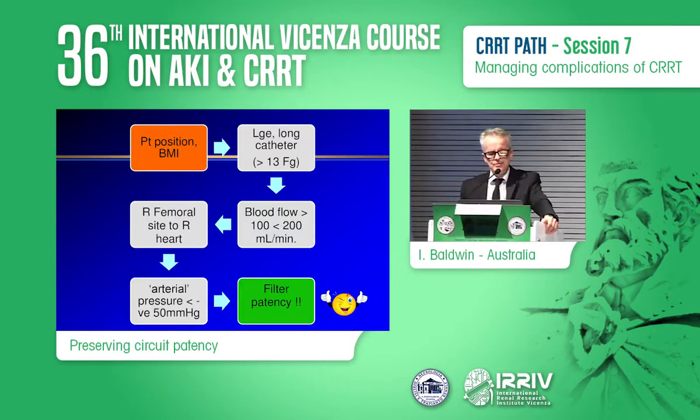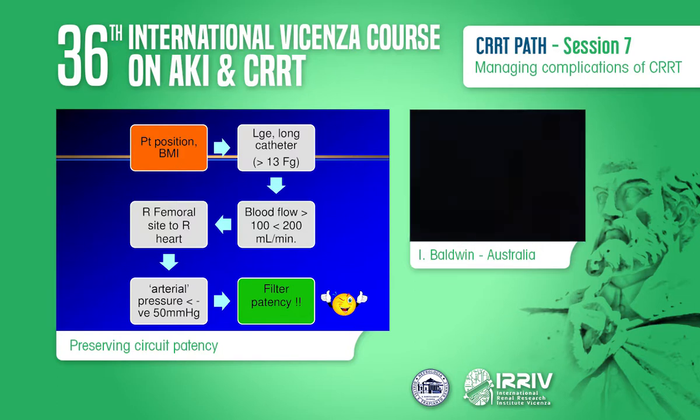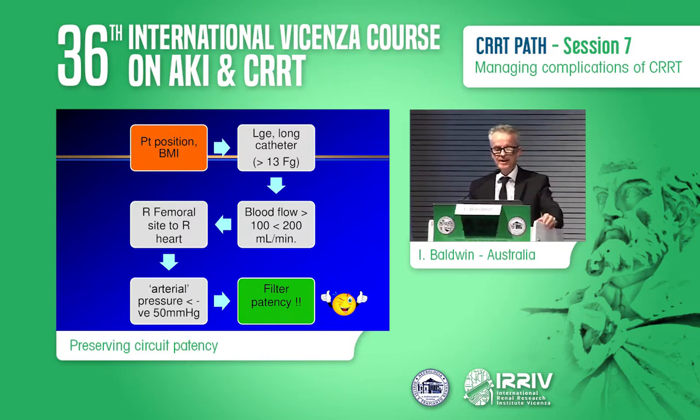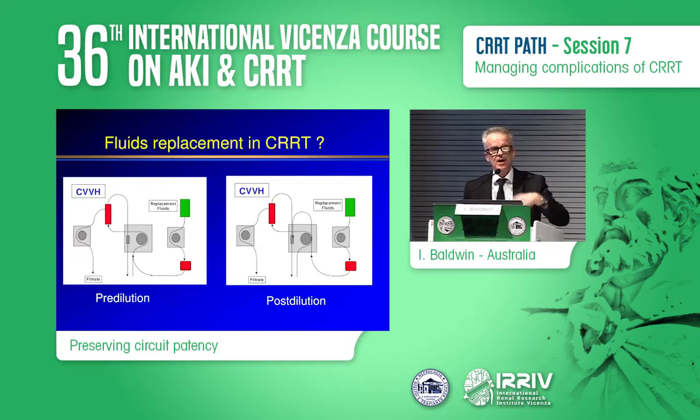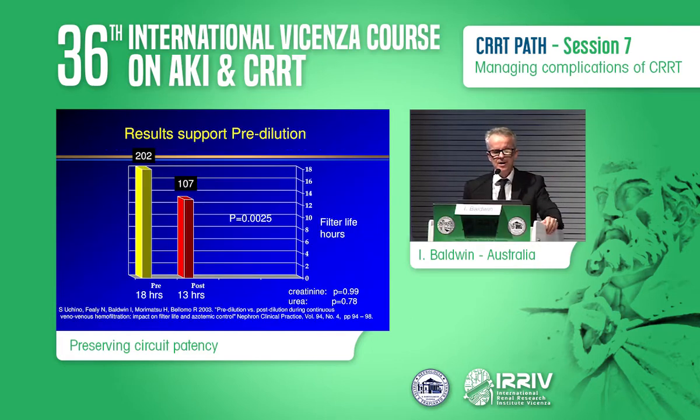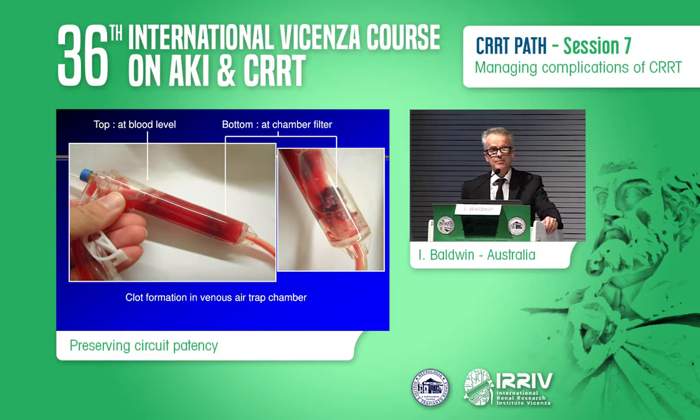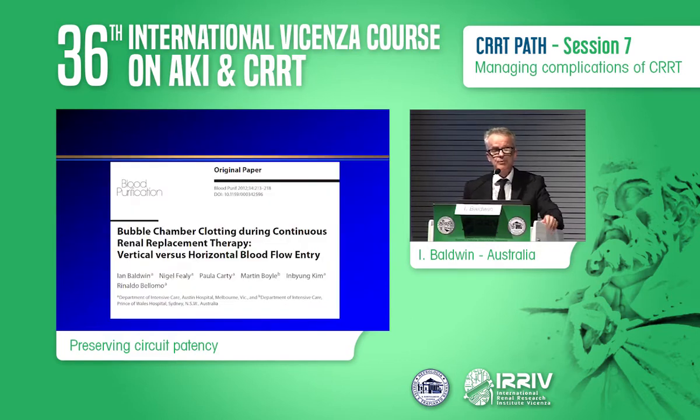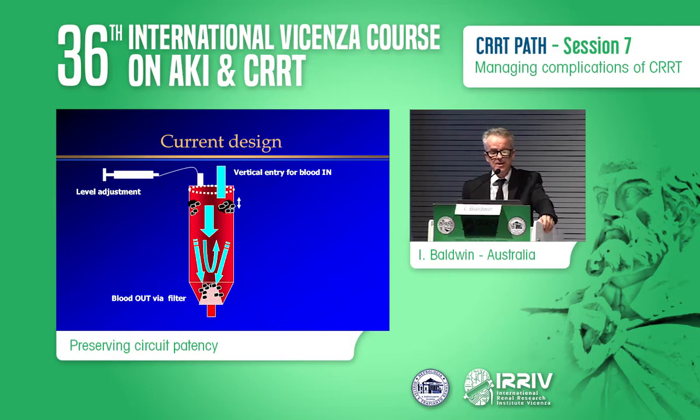So this is where I try and wrap it up in one schematic to say, look, we can't often control for the patient's BMI, the positioning and so forth, but a longer, larger catheter in the right femoral site with a blood flow between 100 and 200 with an arterial pressure of about minus 50. Okay, I think this is the right recipe for filter patency, and other things like pre-dilution fluids we've heard about, so I won't dwell on that, but they also affect the venous chamber, and when you put fluids in there, the chamber doesn't clot.